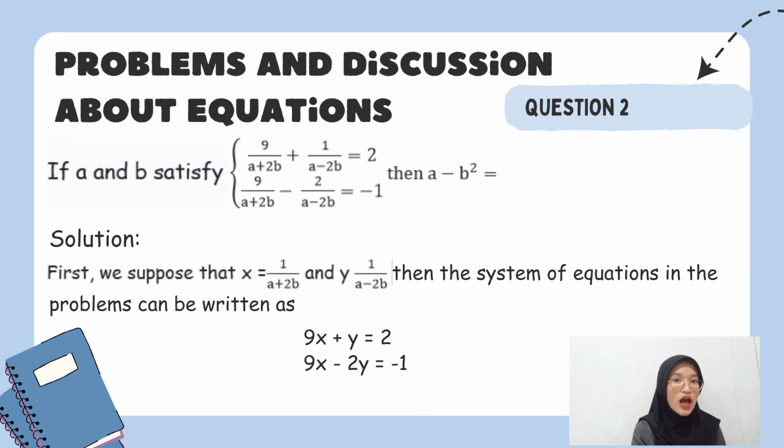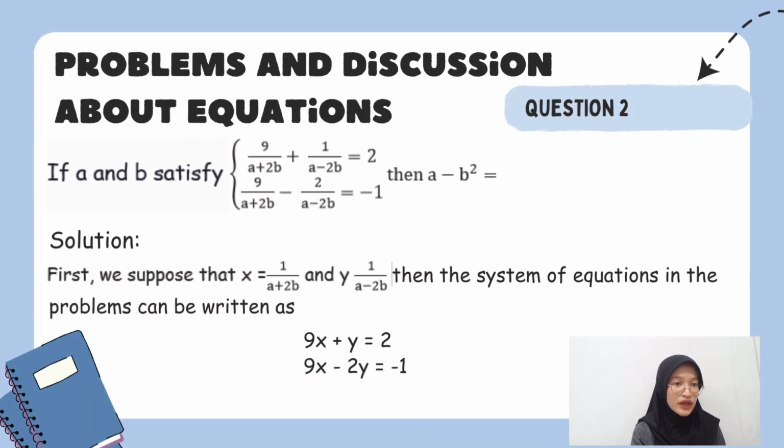Solution. First, we suppose that x equals 1 over (A plus 2B) and y equals 1 over (A minus 2B). Then the system of equations in the problem can be written as 9x plus y equals 2 and 9x minus 2y equals minus 1.